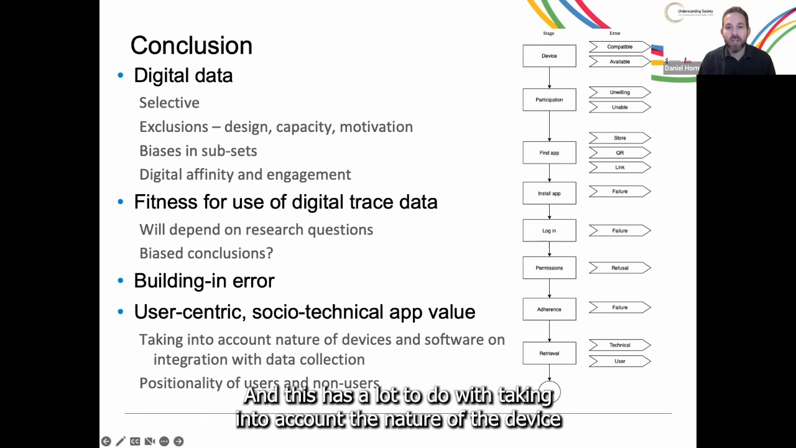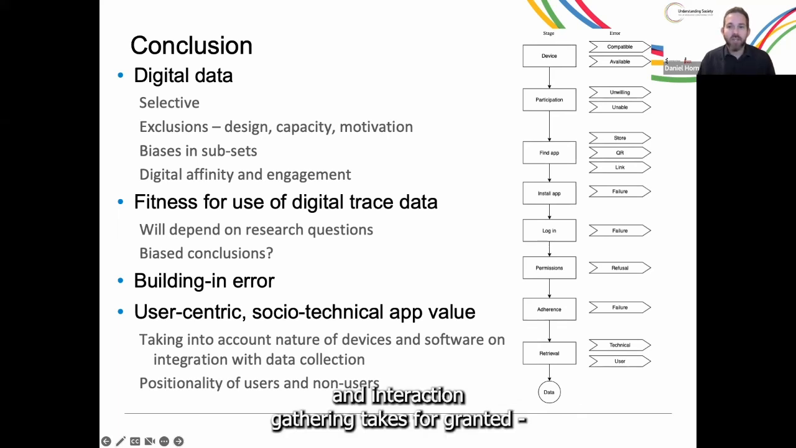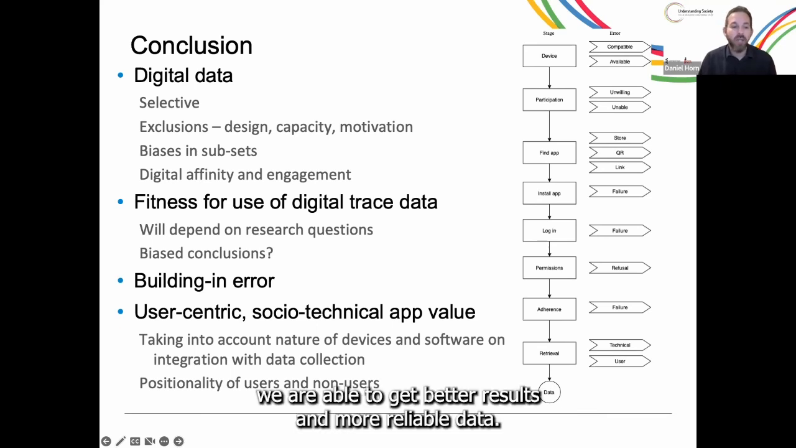And this has a lot to do with taking into account the nature of the device and the software that it's integrated on. A lot of work is put into survey design and testing, but the world of app and digital trace data interaction and gathering takes for granted the unobtrusiveness and objectivity of technology. Technology is not unobtrusive if we take into consideration the user, where, for instance, an accelerometer is placed on the body, we are able to get better results and more reliable data.